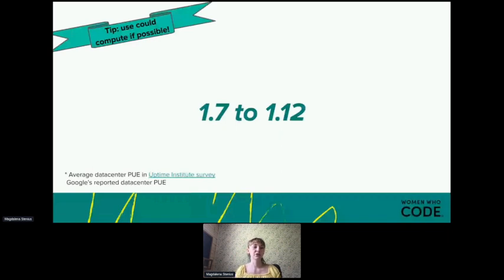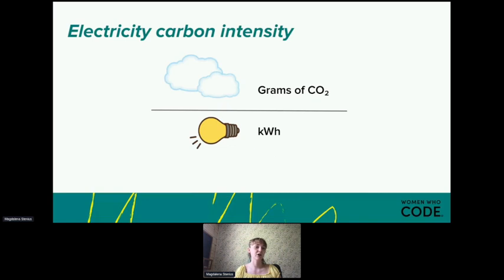The next concept I wanted to talk about is electricity carbon intensity. Electricity carbon intensity means how many grams of CO2 is produced when 1 kilowatt hour of energy is produced.